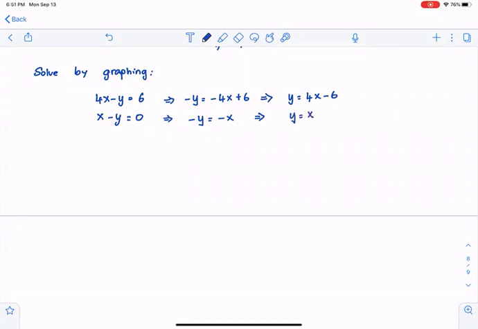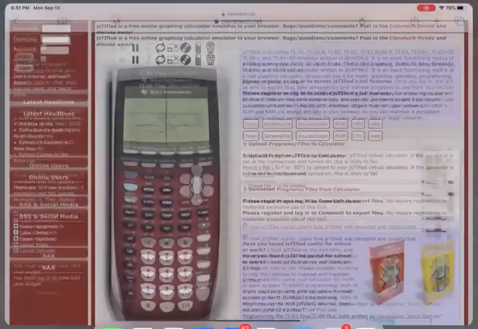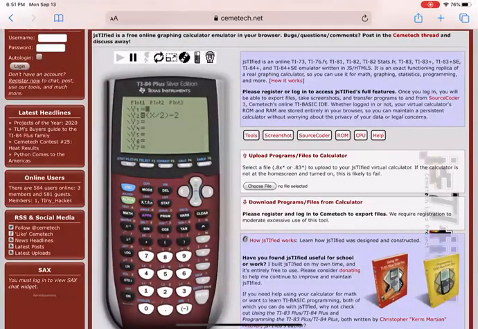Mind you, we want to rewrite it this way if we want to solve it using graphing. If we don't want to use graphing, then we don't have to rewrite it. So the two equations are y equals 4x minus 6 and y equals x. Let's graph it.